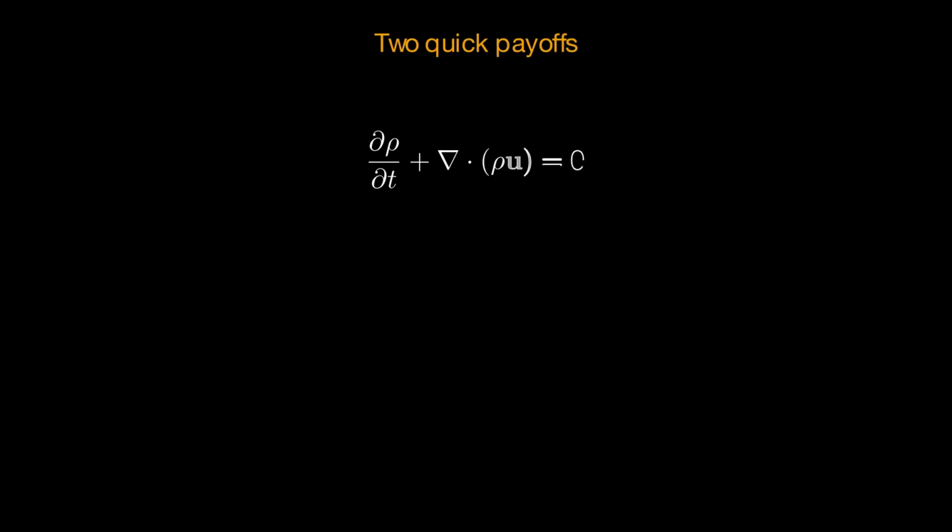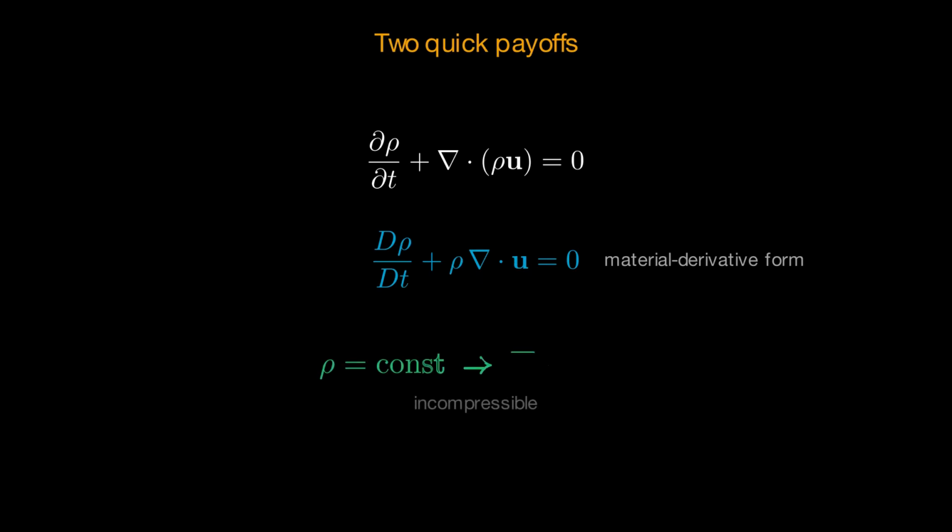Two quick payoffs. First, expand that divergence with the product rule, and you get the material derivative form, the rate of change of rho following a moving fluid element plus rho times the divergence of the velocity equal to 0. The same equation from the parcel's point of view. Second, the special case everyone uses. If the fluid is incompressible, the density is constant, both density terms drop, and you're left with the divergence of the velocity equals 0. That clean little statement is just conservation of mass at constant density.